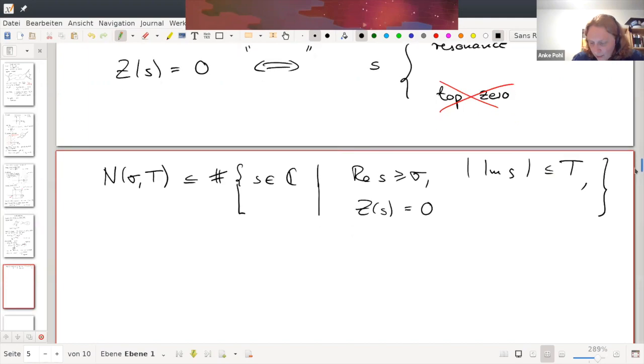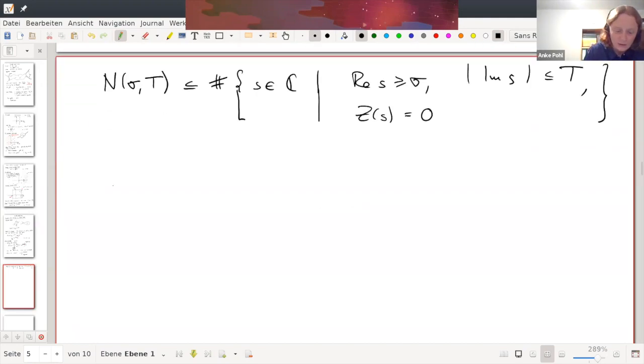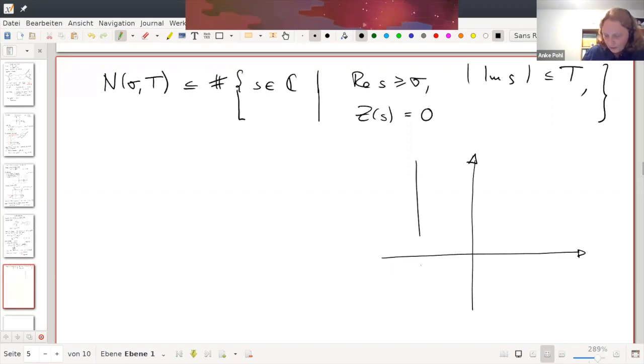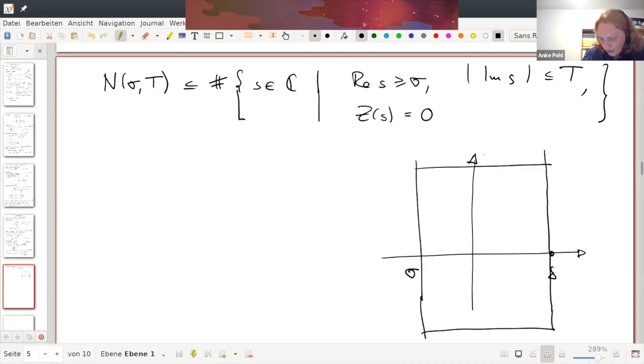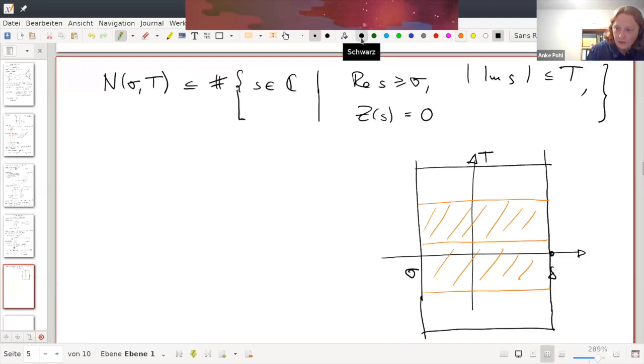So now comes the next step, which will make our life easier, even though when you first look at it, it looks more complicated. So what are we trying to do at the moment? So here's delta, here's sigma. We try to count in such a box. So here's T. Now, instead of counting in a box of height T and depth T, I want to count in smaller boxes and then add up these boxes. So instead of counting everything all together, I want to count in small boxes separately.